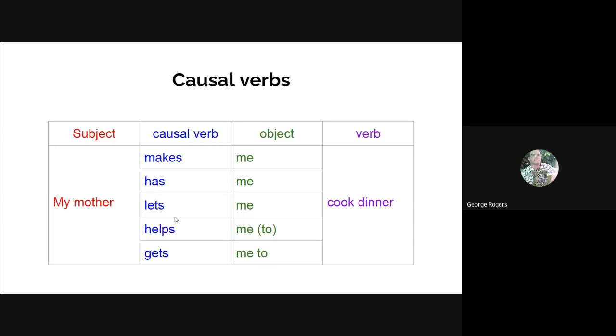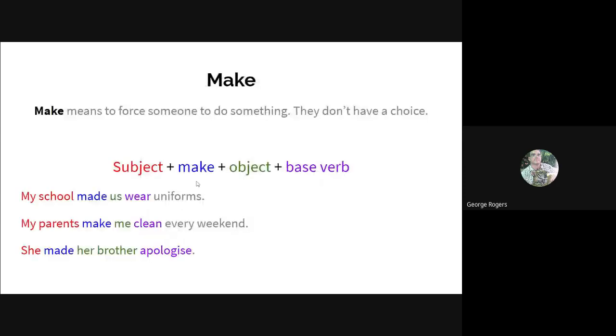Now we're going to look at the exact meaning of each one. Make means to force somebody to do something. They don't have a choice. If you have a son and you say you have to clean up your room or you're going to be punished, that's where you're forcing your son to do something. So again, it's force. They don't have a choice.